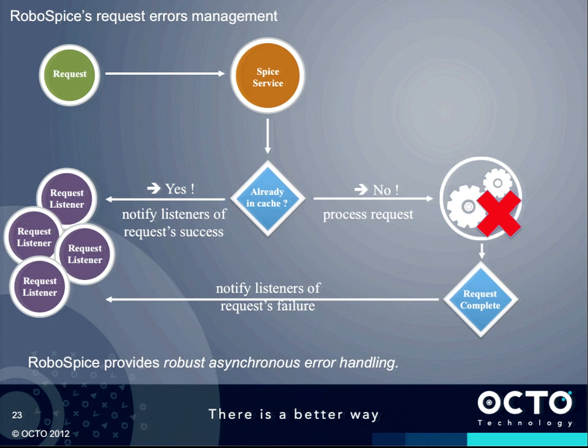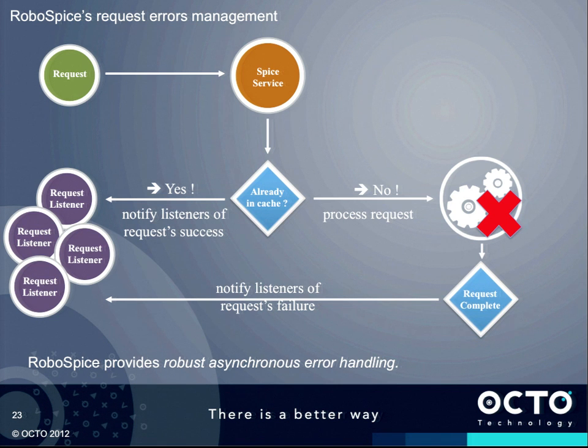So what RoboSpice does is it doesn't fail with no message. What it does is it will complete the request, but it will notify all the listeners that the request has failed. It passes back an exception object to the attached listeners. So the activity will say, hey, we got a RoboSpice error. You can look at the exception object, and that exception object will have a list of chained exceptions that will show you where the error originally occurred.